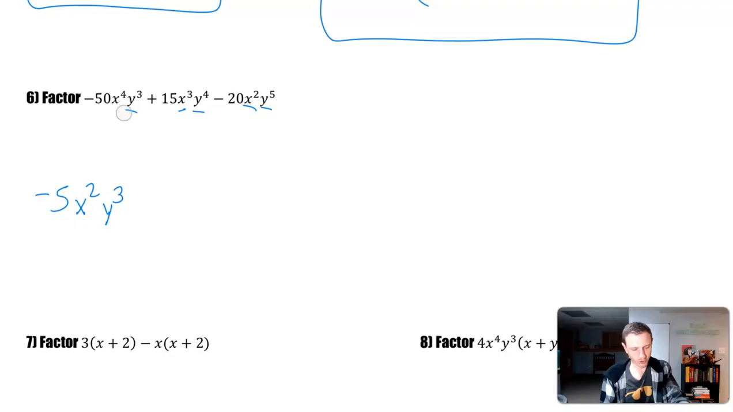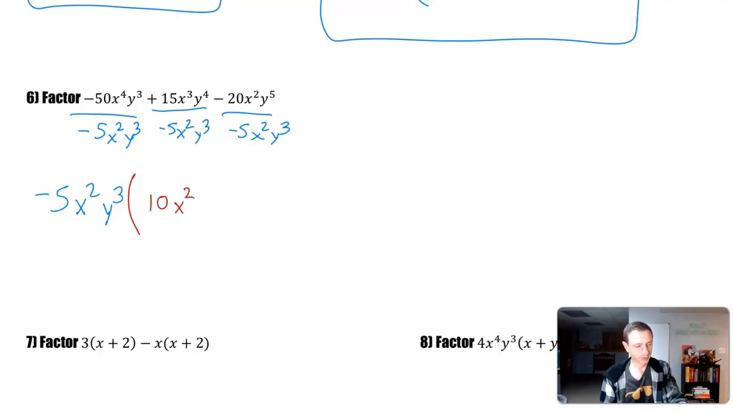So let's divide each term by that GCF that I just factored out. So that's going to be dividing by negative 5x to the second, y to the third, for each term. Negative 50 divided by negative 5 is positive 10. X to the fourth over x to the second is 4 minus 2 is 2, so x to the second. Y to the third over y to the third is 1, so those completely cancel out.